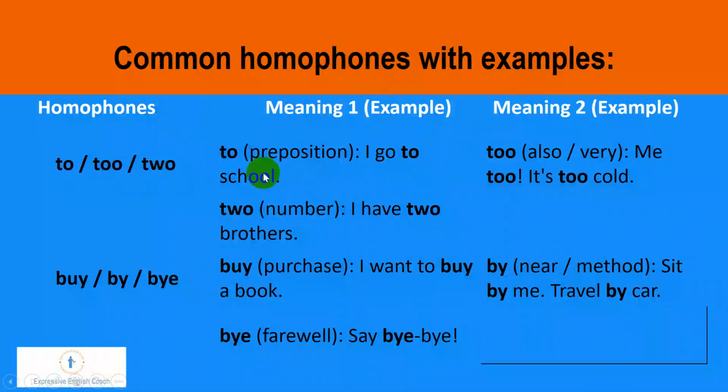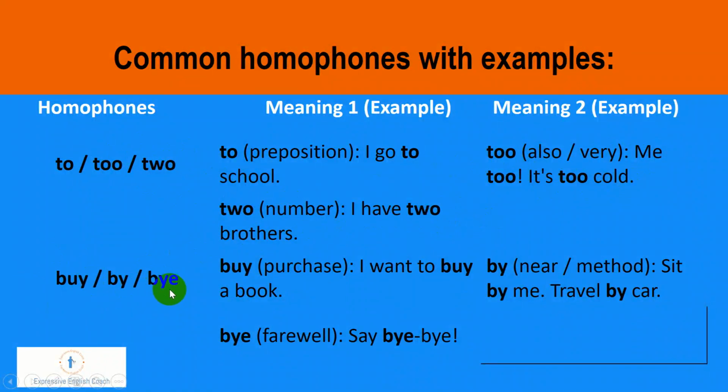Too, two is a word that means also or very. For example, me too, it's too cold, or you can say it's very cold. Me too means me also. Okay, then two is just a number, like I have two brothers, I have two sisters, I have 5 cousins.